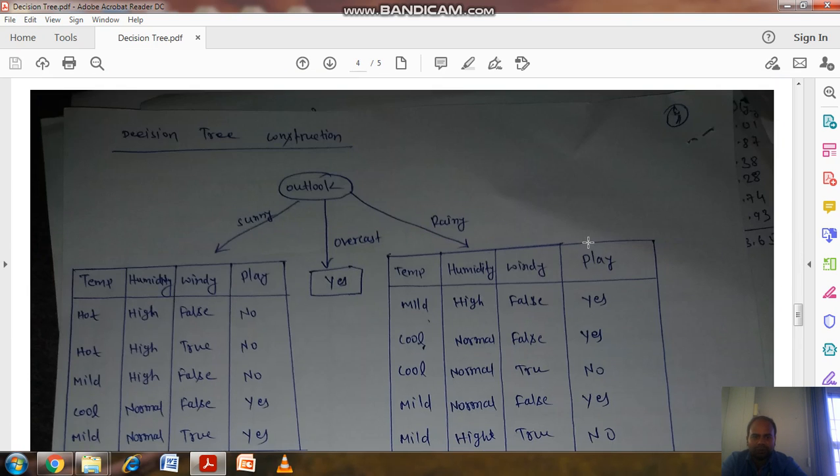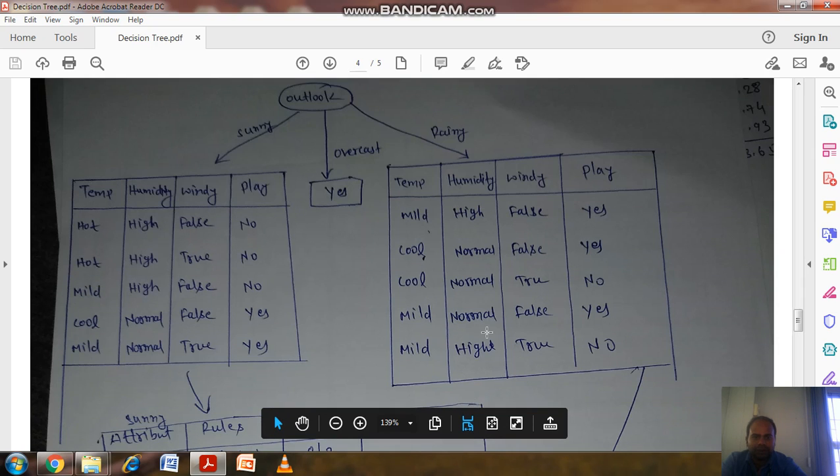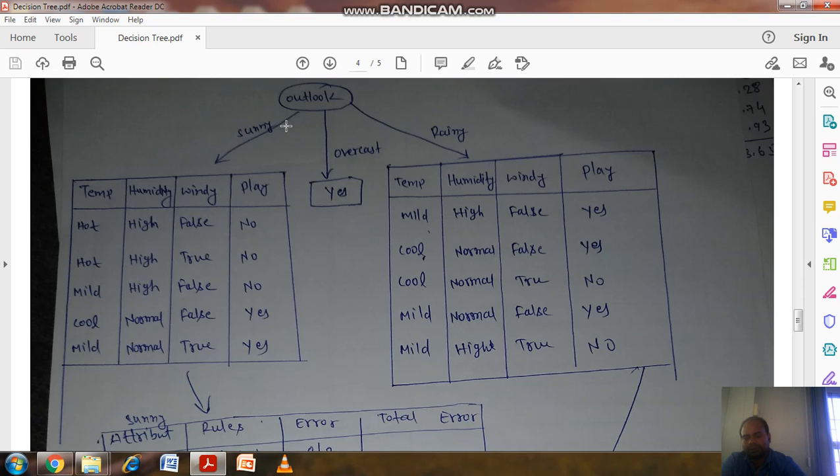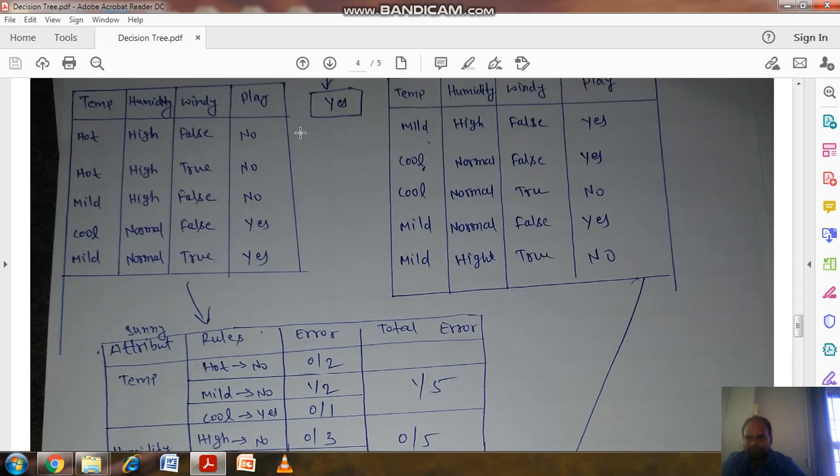Similarly, corresponding to rainy, the different values of the temperature are mild, cool. So these are the tables we have created from the table. So this is what we have come to know so far, our root node. Next, corresponding to the temperature we are going to find out the root node.